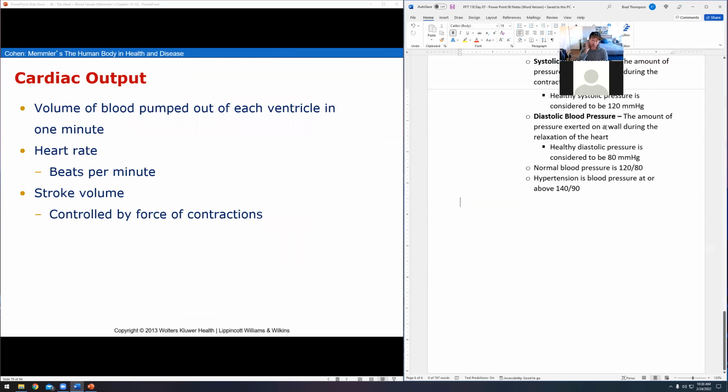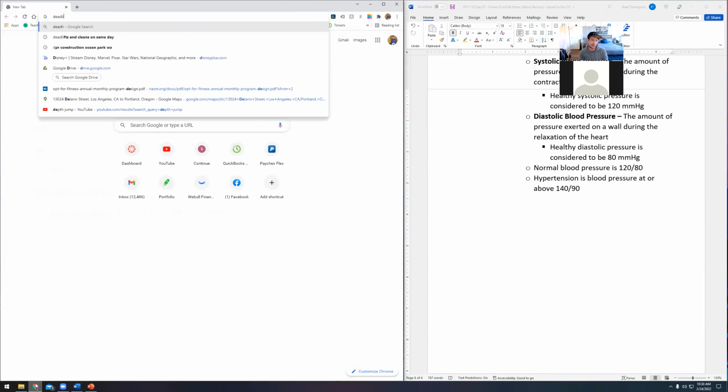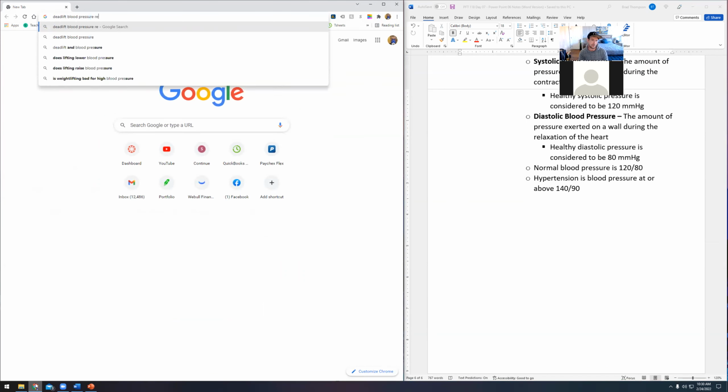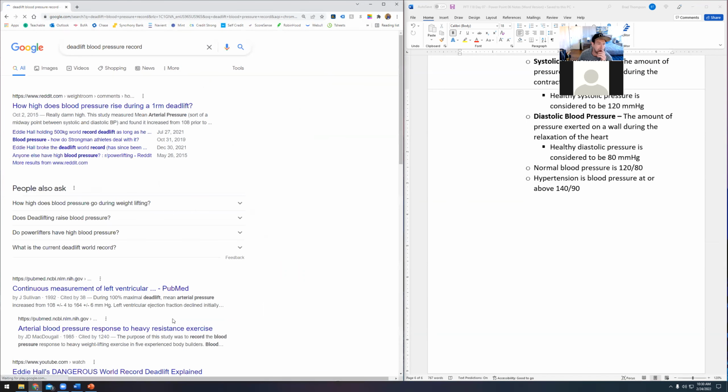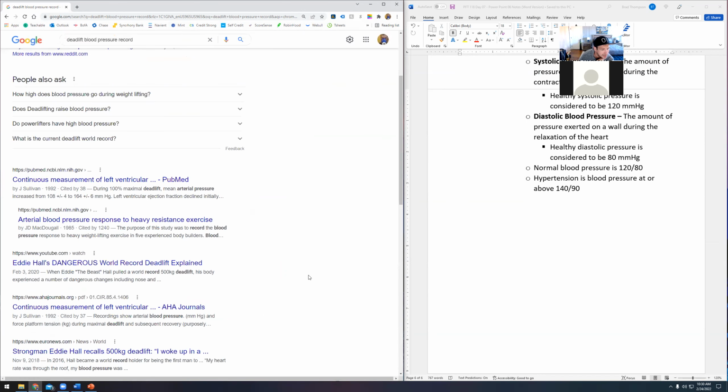Now, here's the thing. Your blood pressure goes way higher than 140 over 90 when you're exercising. Like if you're doing a deadlift, one of the highest blood pressures ever recorded was during somebody doing a deadlift.